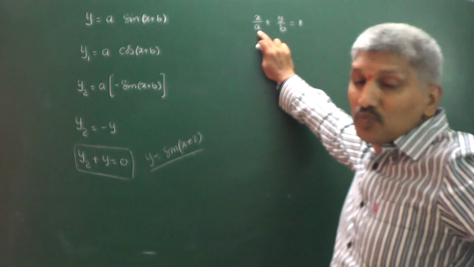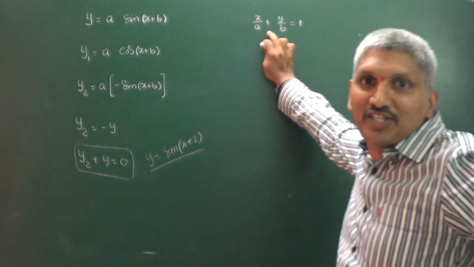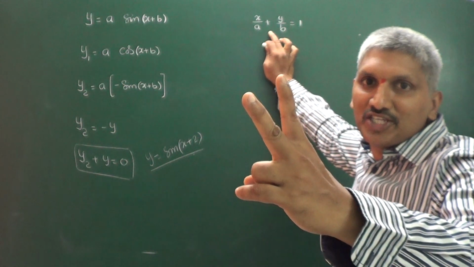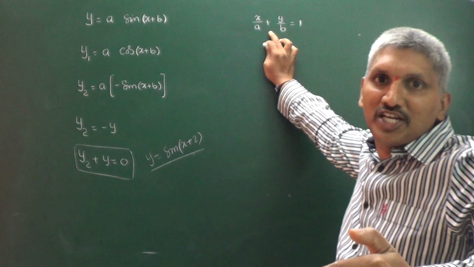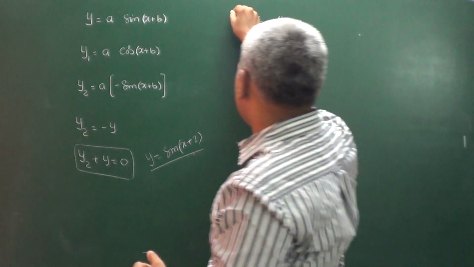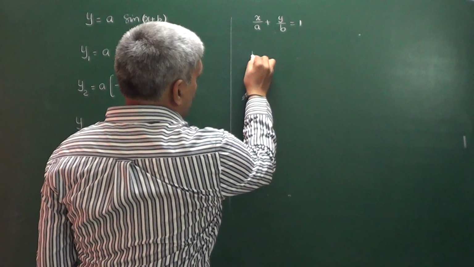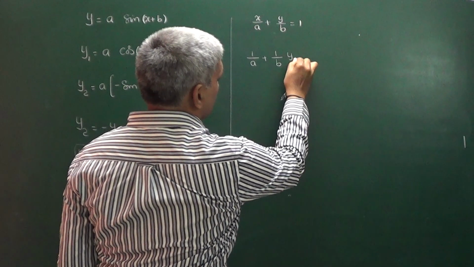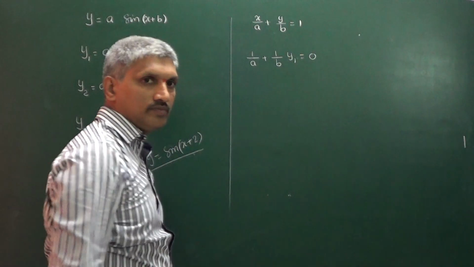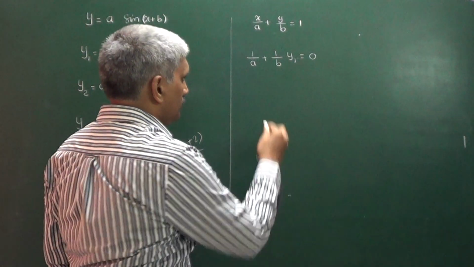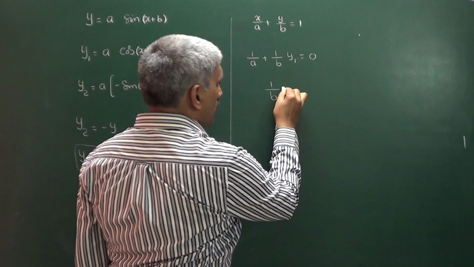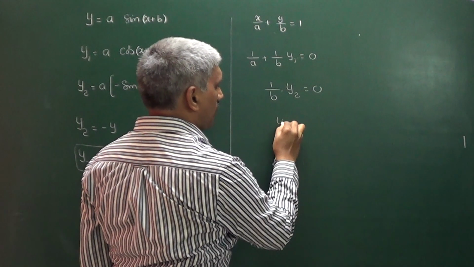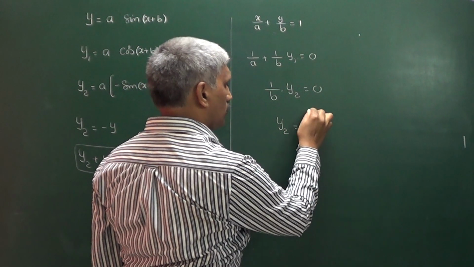Now tell me, what is the order of the differential equation for the family of these curves? How many arbitrary constants are there? 2 arbitrary constants are there. That's why the order of the differential equation is 2. Check: differentiate this one, (1 by a plus 1 by b) into y1 is equal to 0. Again differentiate: 1 by b into y1 differentiation is y2 is equal to 0. This becomes y2 is equal to 0.